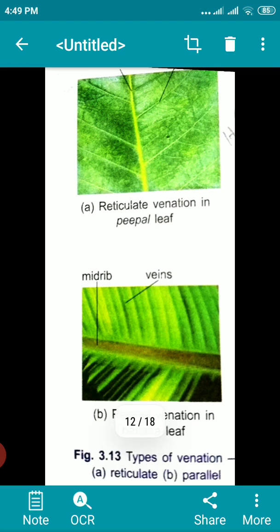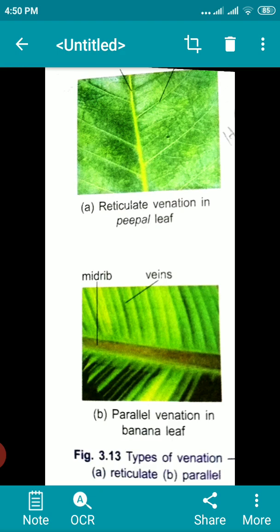If the design is like a network on both sides of the midrib, the venation is called reticulate venation. This means the veins are arranged like a net on both sides of the midrib, then it is called reticulate venation.